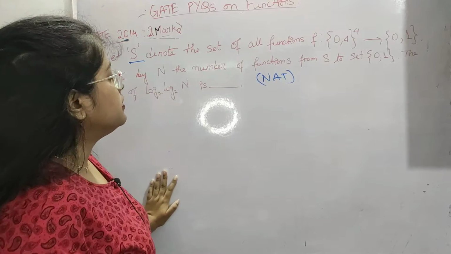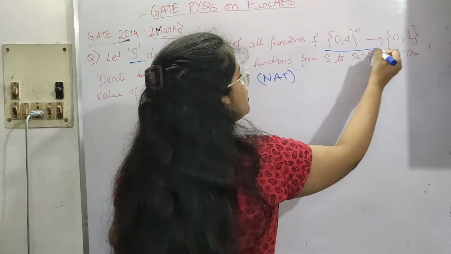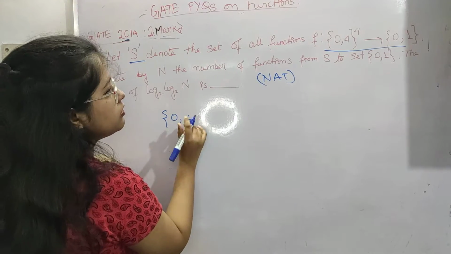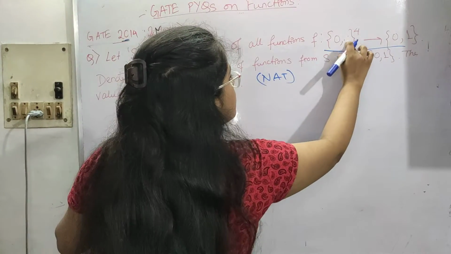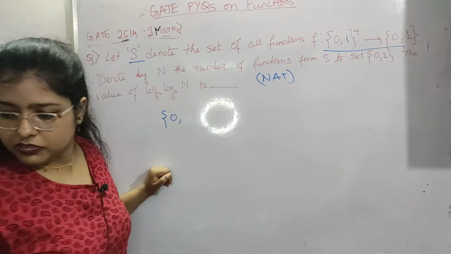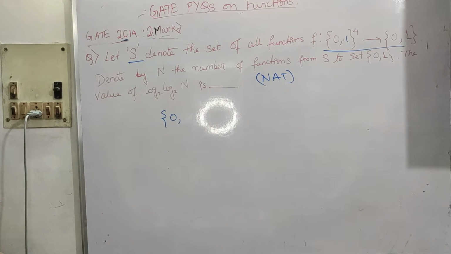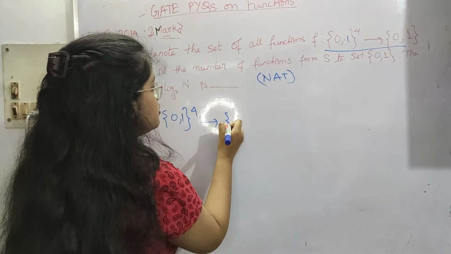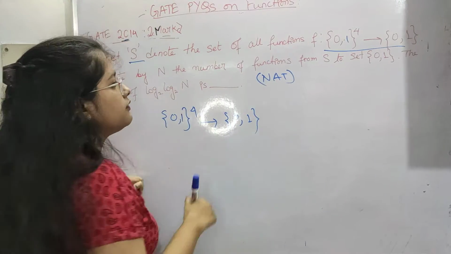So S denotes the number of all functions from this set to this set. Here 0, I think it is 1. Let me check once. Yes, it is 1. I don't know why I had written 4. So 4, 2, 0, 1. So this is our function.